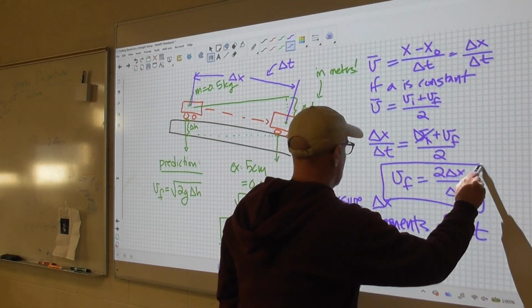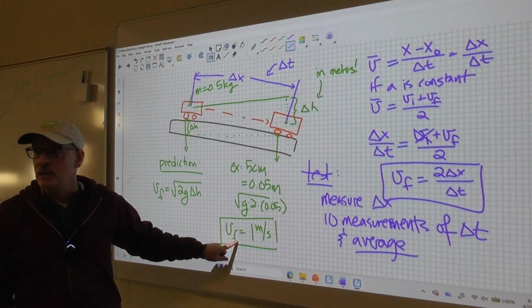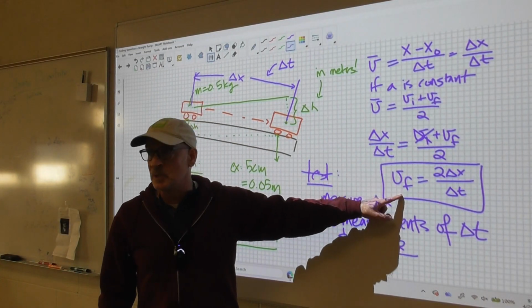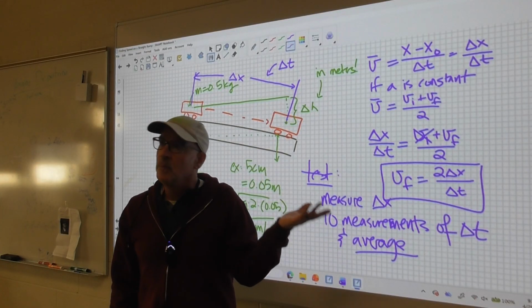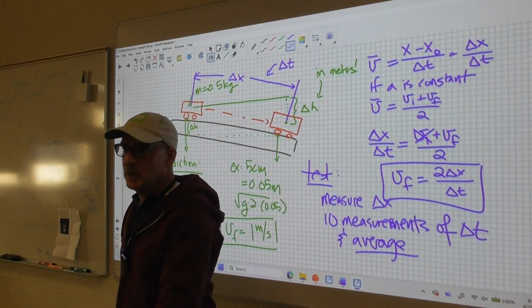Using this equation. So here's your prediction. Here is your experimental result. They won't be the same because they never are, but you'll see it should be reasonably close, all right?